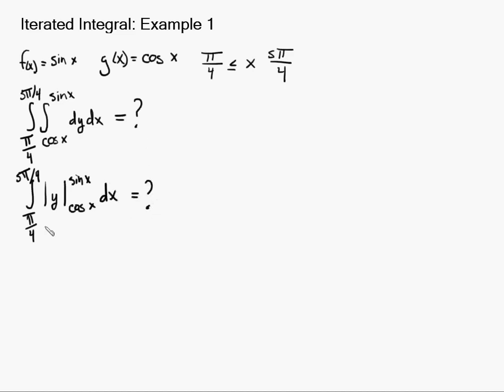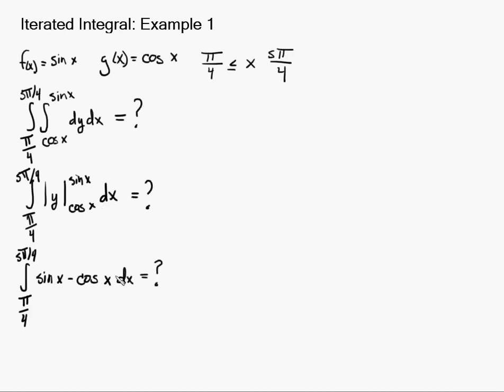So then I replace everything here and fill it in. I'm going to leave my limits of integration for the outside integral, 5 pi over 4, pi over 4. Inside I replace the y with sine of x minus cosine of x. Sine x minus cosine of x dx, still there.